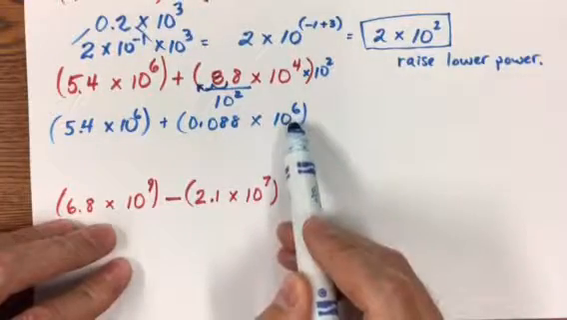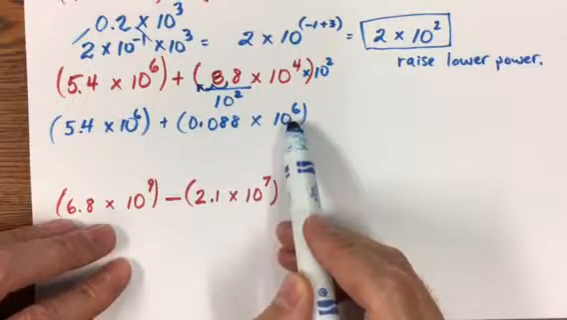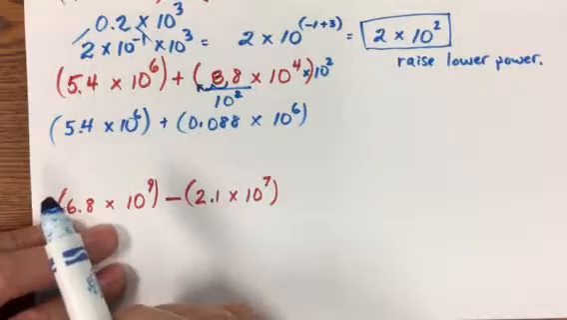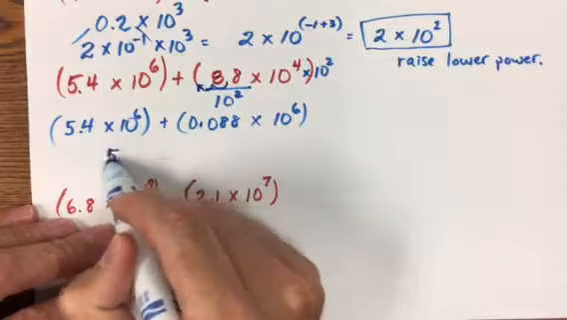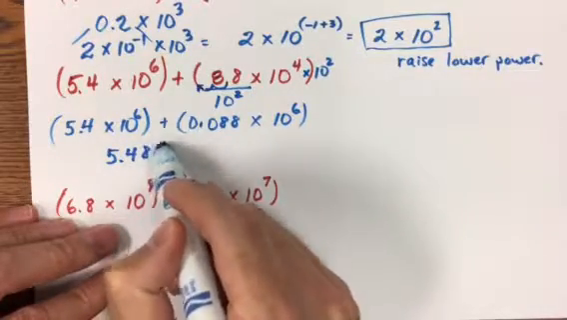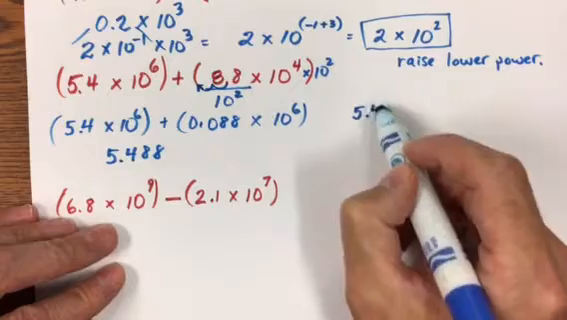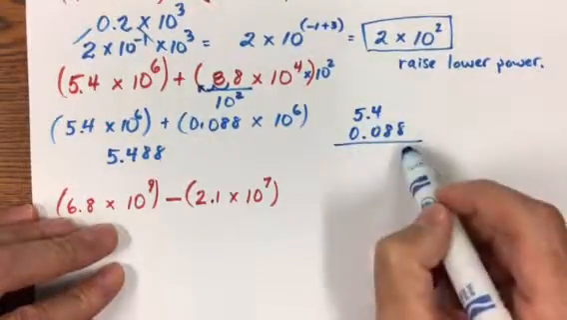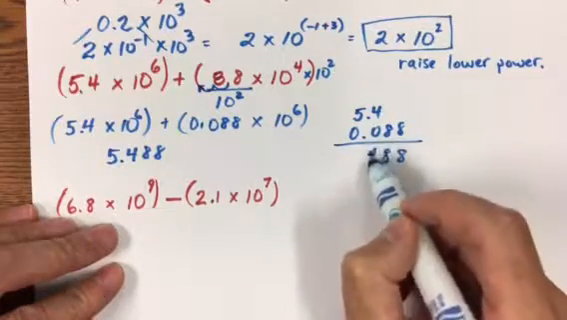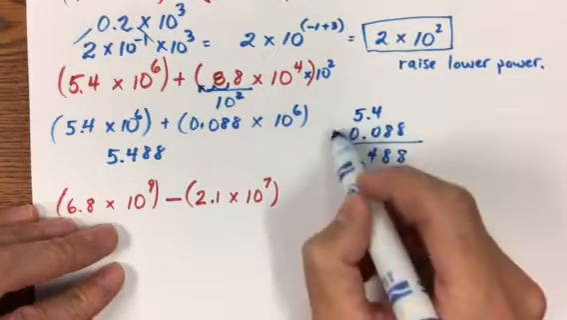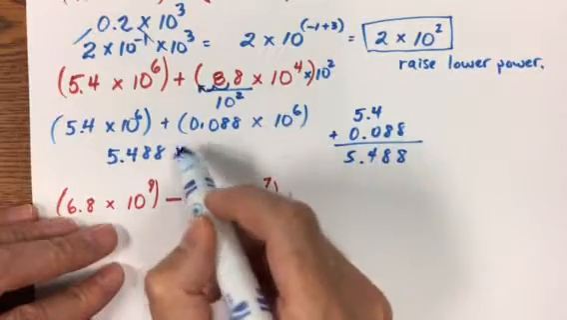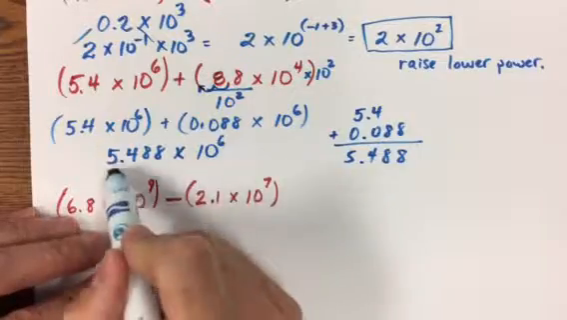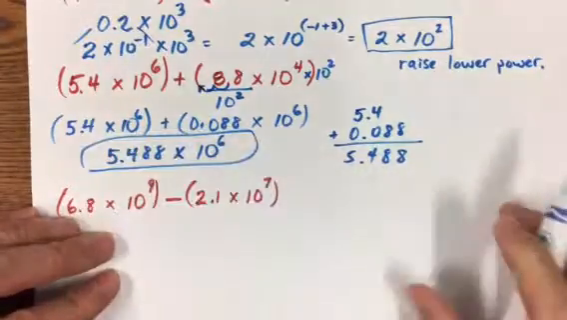So now that I've gotten the exponents to be the same on the tens, all I got to do is add the 5.4 and the 0.088, and that's going to be 5.488. If I lined it all up, 5.400 plus 0.088, just like we learned in elementary school, just add the place values. Okay. So then the power of 10 stays the same, just like an exponent. Just like a variable. And this is my final answer.